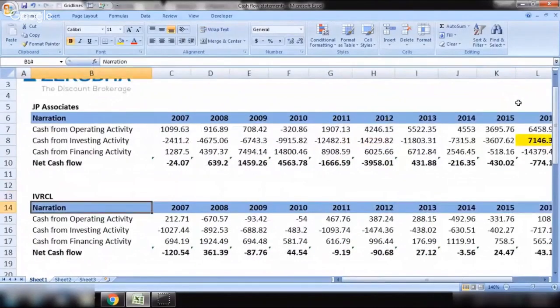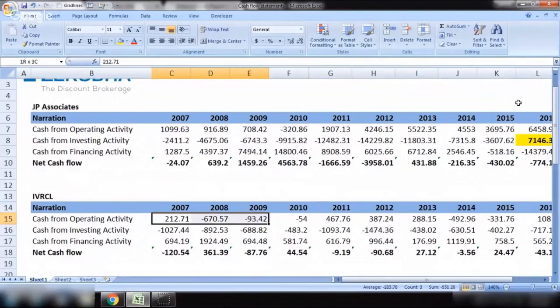We've got IVRCL. IVRCL, as you may recognize, is another infrastructure play, right? So let's look at the cash flow from operations, again starting from 2007. 2007, close to about 212 crores. 2008, minus 670 crores, which means they've lost money operationally. 2009, they've again lost money, but not as bad as 2008. 2010, minus 54, again they've lost money, but not as bad as 2009. Big spurt in 2011, maybe they bounce back, right?